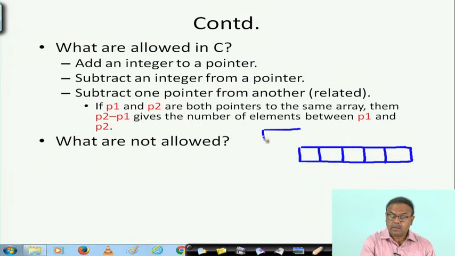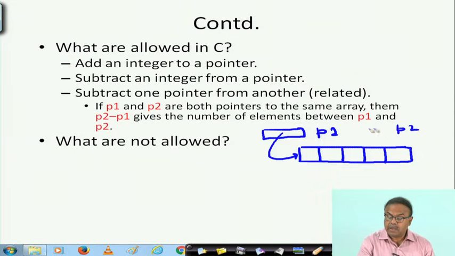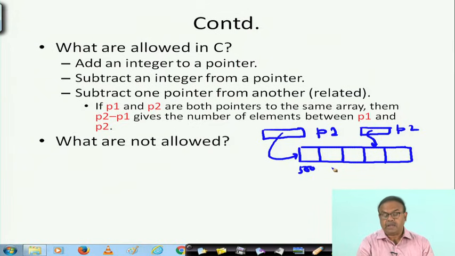So, P1 is pointing here and P2 is pointing here. Then the number of elements between them, P2 minus P1, will be just the subtraction of these addresses. Suppose this was 500, 501 if it be a character, 501, 502, 503. So, I have got 3 elements in between, right.